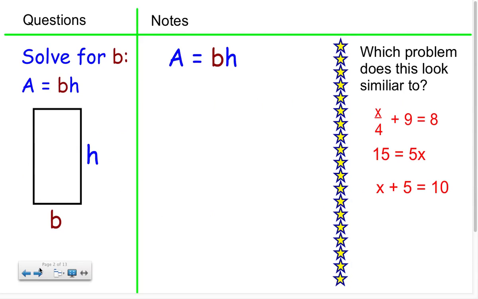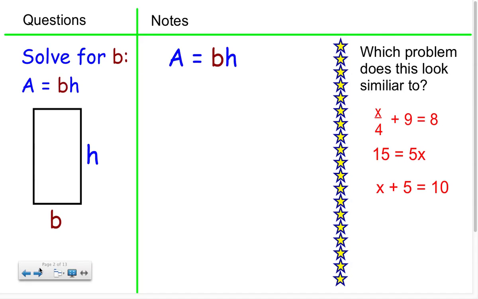Now you'll notice the rectangle on the left there, and that's because this is a real life equation. The a stands for area, and the b and h stand for base and height. So that equation tells me that the area equals the base times the height. Before we start trying to solve this problem, we're going to figure out which problem that we've already learned it's similar to.